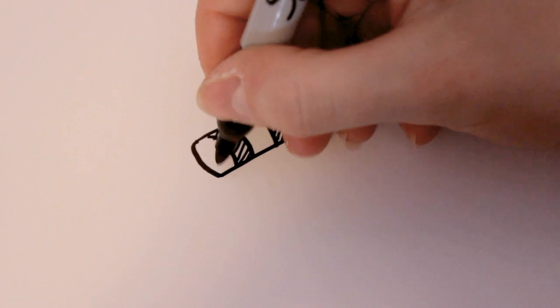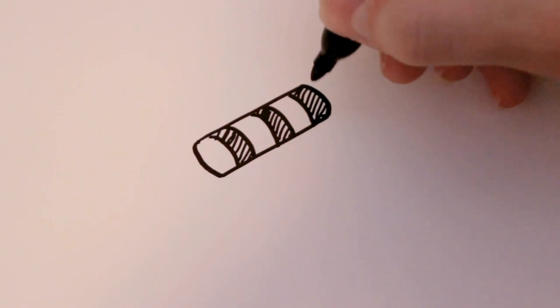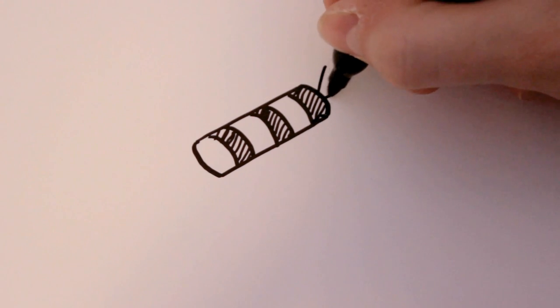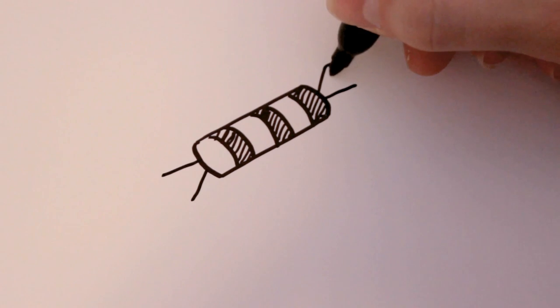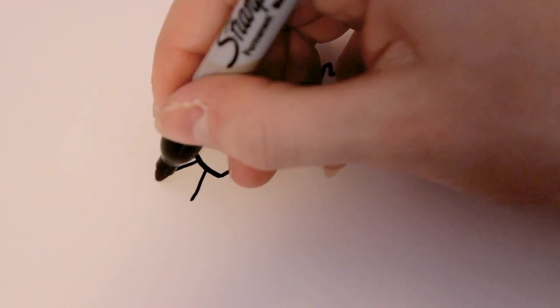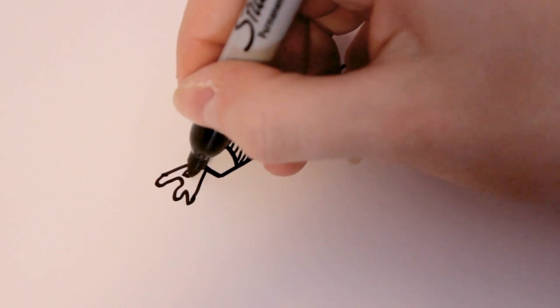And then you can go ahead and draw for the wrapper. It's just going to be two lines outward on each side. And then one little wavy line, same thing on the other side.